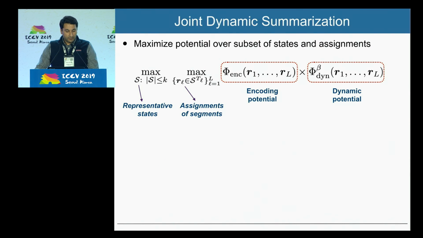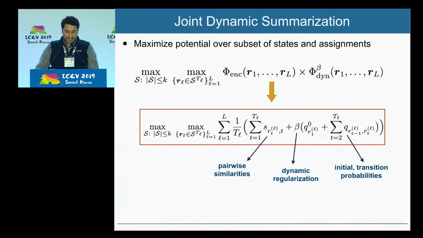To achieve our goal, we develop a potential function on sequences of assignments that capture these 2 goals. This leads to maximizing a function that consists of the sum of similarities between each video segment and its assigned key state, and the sum of initial and transition probabilities in sequences of key state assignments. Here, beta is a regularization parameter.